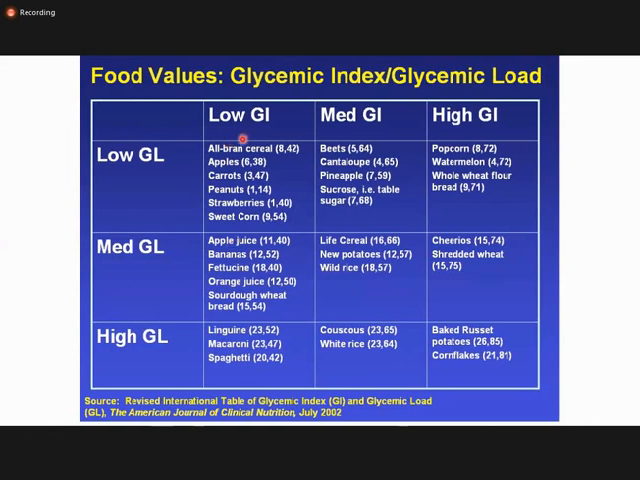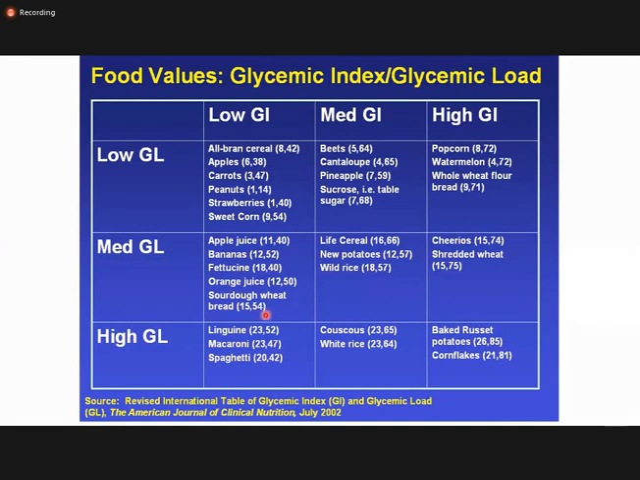Okay, now if we make a 2 by 2 chart between the glycemic index and glycemic load, we can categorize certain food items that have high glycemic index but low glycemic load. For example, popcorn and watermelon have high glycemic index but low glycemic load. So it's really healthy to take these food items. That is whole wheat flour. They have high glycemic index but very low glycemic load.